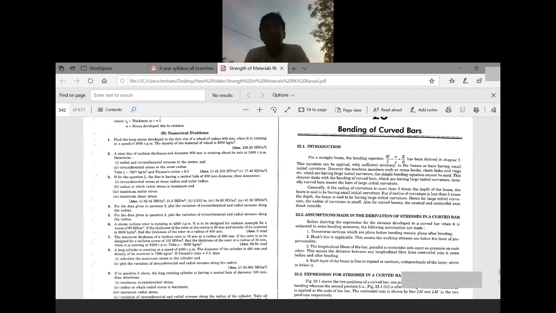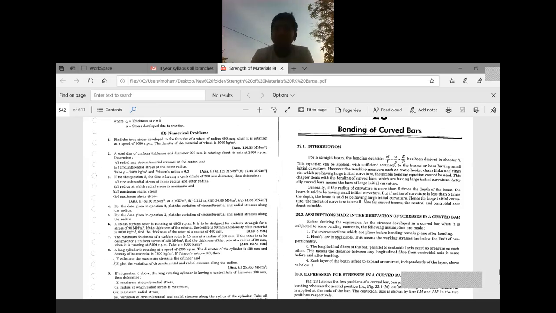Previously, you have studied about rectangular bars in the first semester, stresses in rectangular bars. Then you have studied about the taper bars, then biaxial stresses on planes, then different types of beams, then columns, struts, and the deflection in beams. Now you are going to study about curved bars.